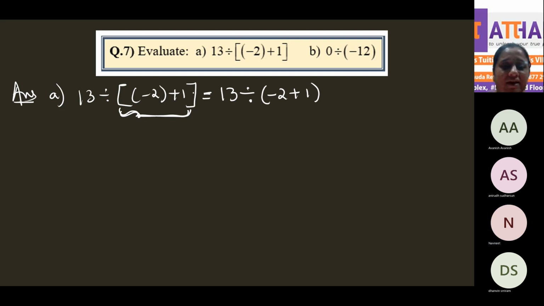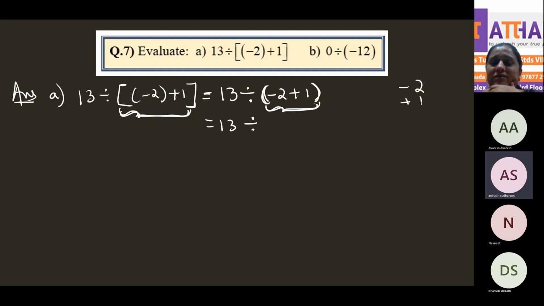This is the first step. See, there's a square bracket and then there's a simple bracket, and in the simple bracket there is -2. So remove that. It will be -2 plus 1. Put that in a simple bracket like this. So you have removed the square bracket. Next, you must simplify this bracket. So 13 divided by, what is -2 plus 1, boys?